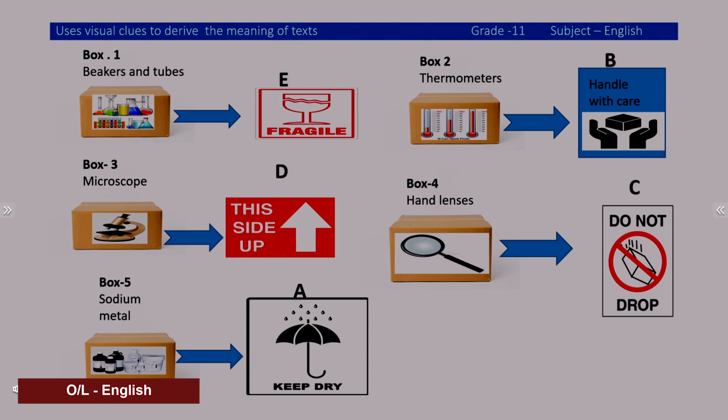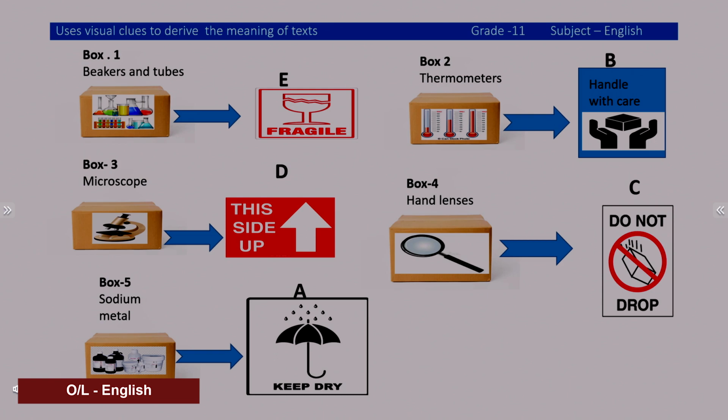First one, beakers and tubes, fragile. So you have to keep it very carefully, otherwise you may break it. So they are fragile. So you paste that on that particular box. Second one, thermometers. What visual clue are you going to use? The second one, handle with care. Right? Third one, microscope. This side up, because you know if you keep it upside down, you can damage the microscope.